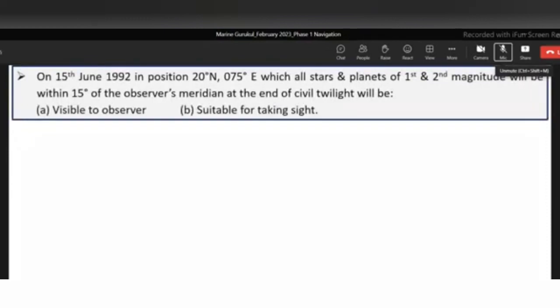First, we have the comprehensive list of all stars and planets meeting the magnitude and hour angle requirement. Beta, you can give a reading to the question, and if there is any doubt, please share with me.